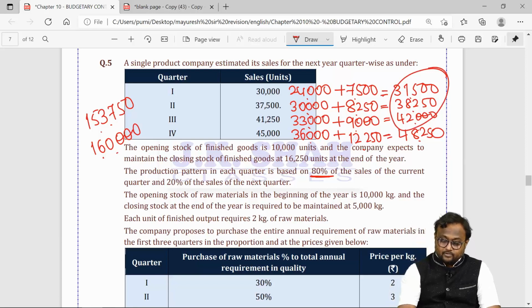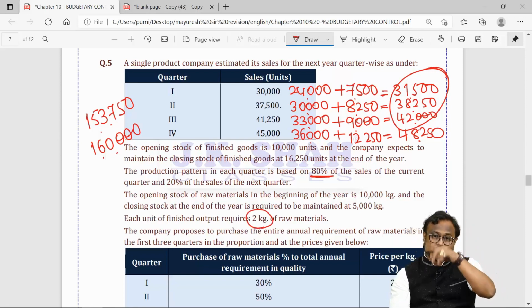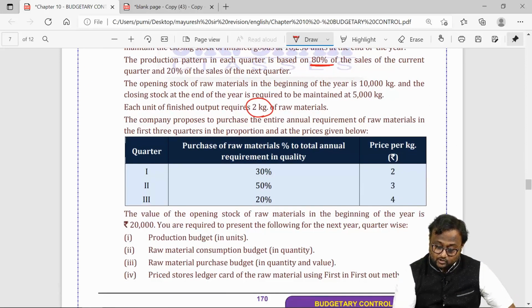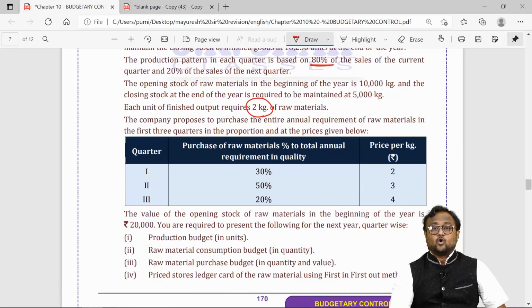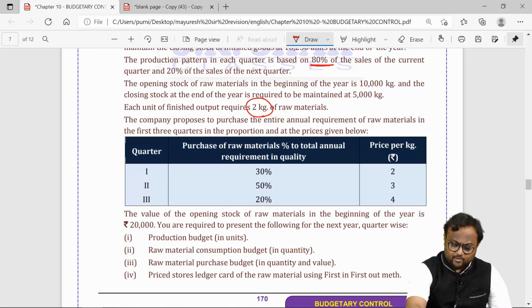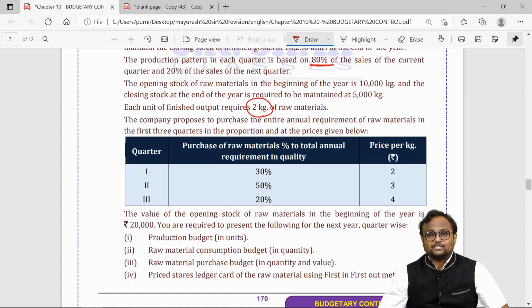Simple. You can find out the consumption by applying 2 kgs. You will get consumption of each quarter. Take the total consumption of all 4 quarters, add closing stock of material less opening stock of material, and that will give you quantity to be purchased. For example, 1,60,000 into 2, 3,20,000 is your total consumption requirement. You want closing stock of 5,000 after that. You already have 10,000 with you. 3,15,000 is required to be purchased.